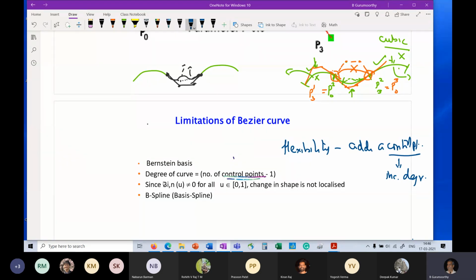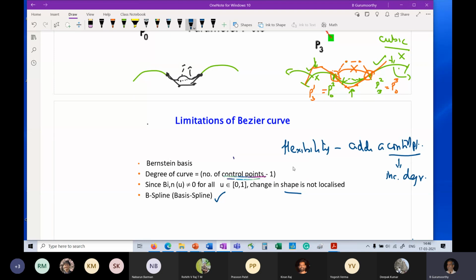So those are the two problems: increased flexibility leads to increased degree, and a local change in shape is not localized. Therefore, we have to come up with a different form now, which addresses these two problems. And that is a new kind of curve, which we call the B-spline curve. Okay. So while the Bezier curve is very attractive, we have these two major limitations.